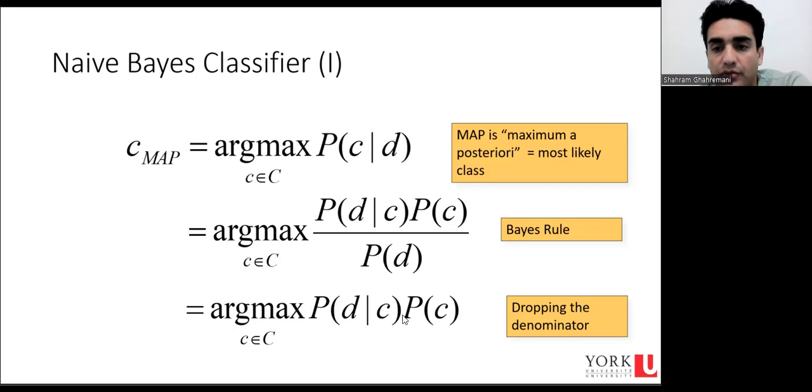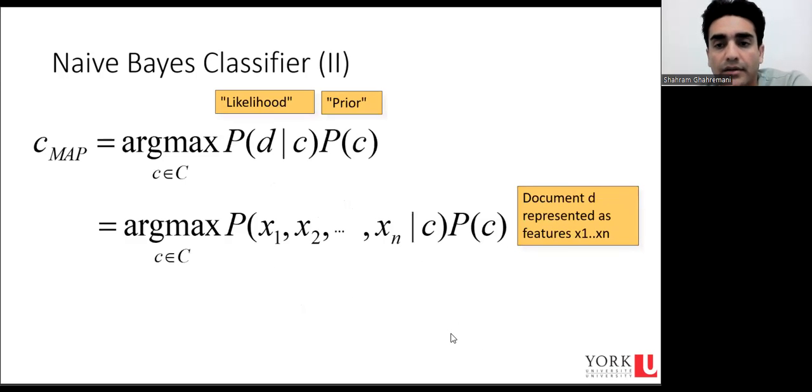The probability of the document given the class, we will call that the likelihood, and the probability of the class, we will call that the prior probability of the class. So the most likely class is the one that maximizes the product of these two probabilities. The probability of the class will turn out to be relatively simple to compute.